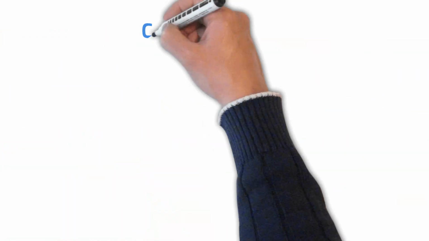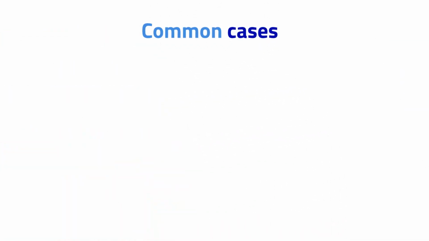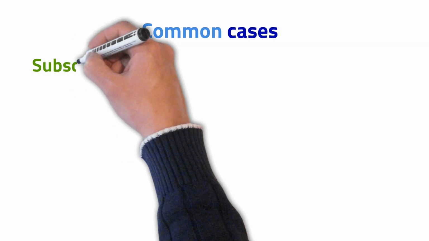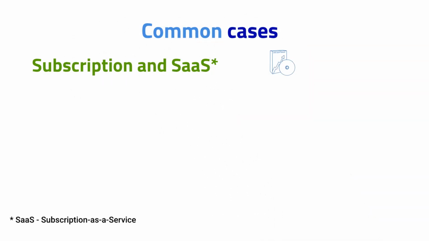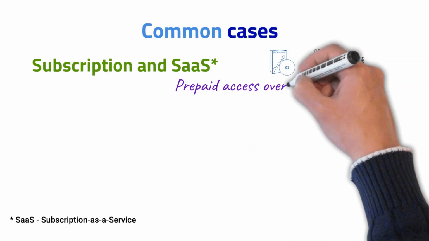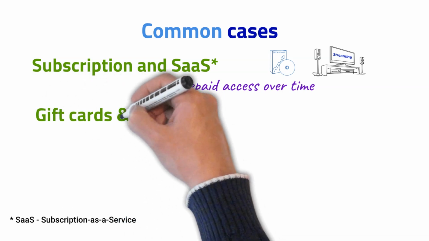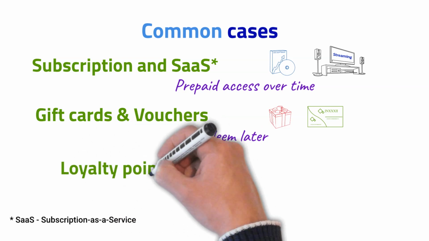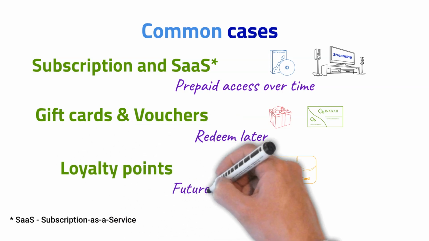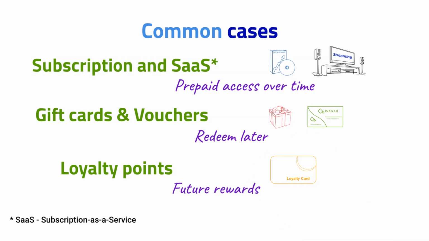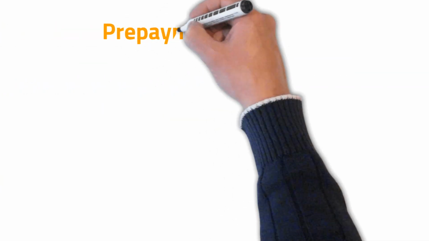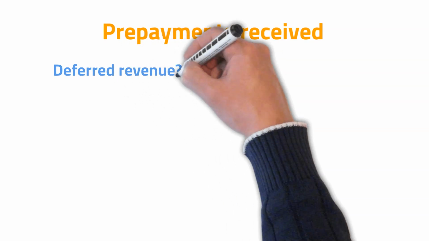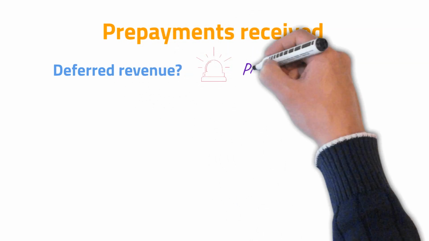For classical deferred revenue, here are the most common cases. Subscriptions and SaaS, when a customer prepays for access over time, for example 12 months. Gift cards and vouchers, which means cash received now and the right to redeem later. Loyalty points, a portion of the sales price is deferred to cover future rewards. Sometimes you will see prepayments received also called deferred revenue, and they indeed are part of contract liabilities under IFRS.